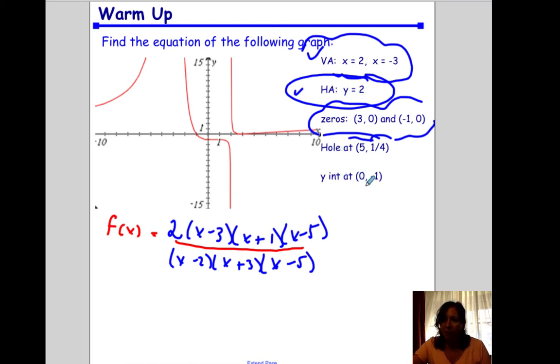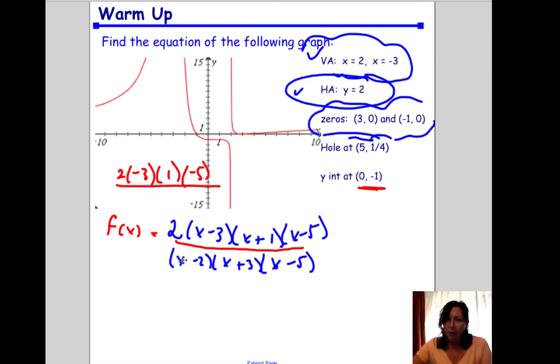So the first thing I'm going to do is plug in 0 for my y-intercept. So doing that, I'm going to get 2 times 0 minus 3. So 2 times -3, 0 plus 1 is 1, 0 minus 5 is -5, all over 0 minus 2, this is a minus. So that's going to be -2, 3, and -5, for which those will cancel. My 3's are going to cancel, my negatives are going to cancel, my 2's are going to cancel, and when I plugged in 0, I get 1.